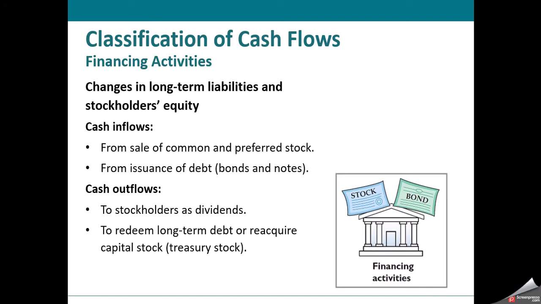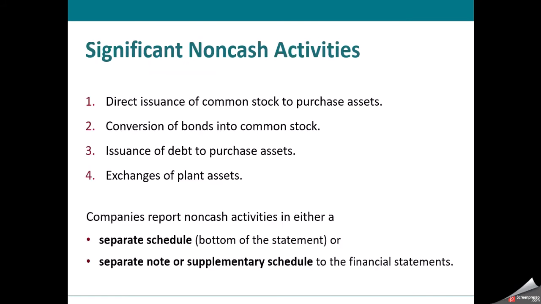Then our final category, the financing activities, what are inflows from that? We could sell common stock or preferred stock and we receive the cash, so that's money coming in. We could sell bonds and that's money coming in. Outflows are when we pay our dividends, that would be money going out. And then if we paid down our debt or we purchased treasury stock, we purchased our stock back.